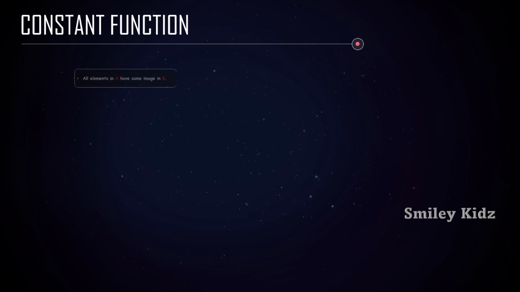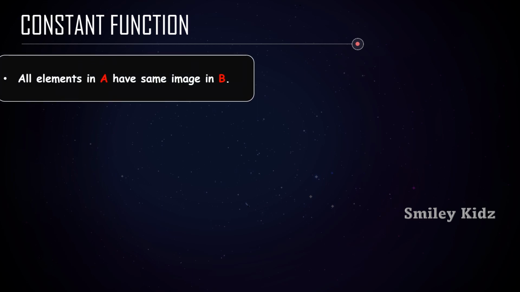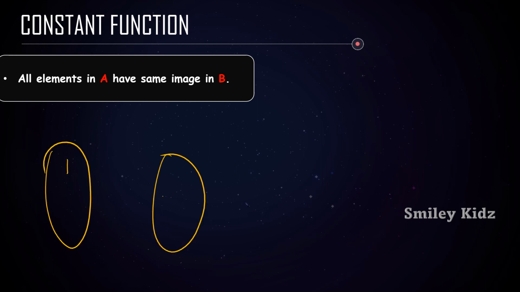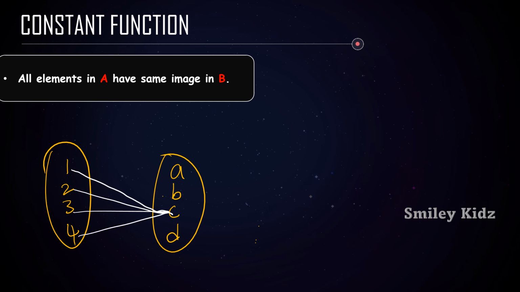Constant function. Now, in layman terms, I call it all elements in A have the same elements in B. Now, what does this mean? Here, let me put on an example. 1, 2, 3, 4, A, B, C, D. This condition says that every element in A should have the same image in B. That means if I am mapping 1 to C, then 2 to C, 3 to C, 4 to C. This is known as a constant function, where all the elements in A are having the same image in B.